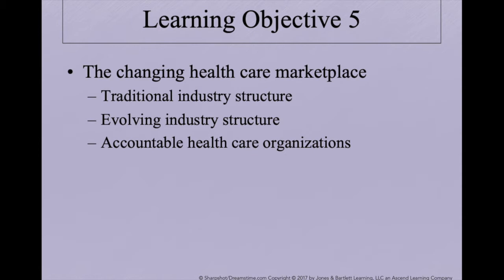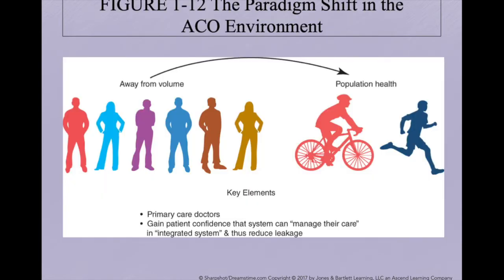This is the implementation of organized processes for improving quality and controlling costs. The accountable care organizations are held accountable for care results and costs associated with the outcomes. Figure 1-12 shows the paradigm shift in the accountable care organization environment, going away from volume and focusing more on population health. Of course, this paradigm shift has major challenges for marketing programs, which need to be taken into consideration.